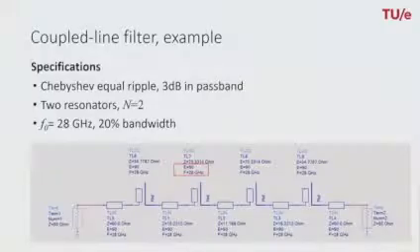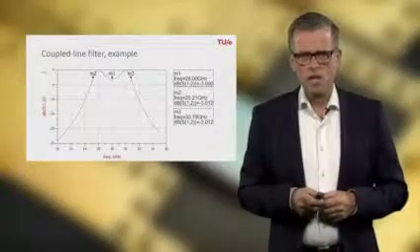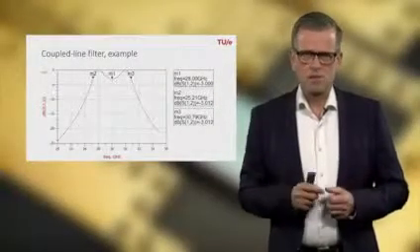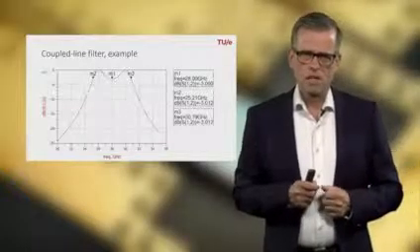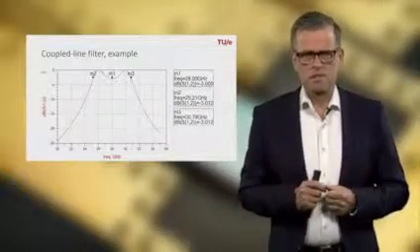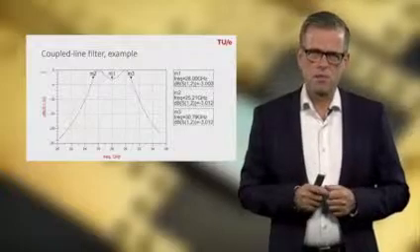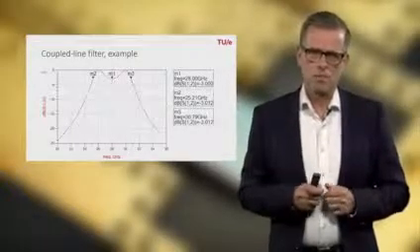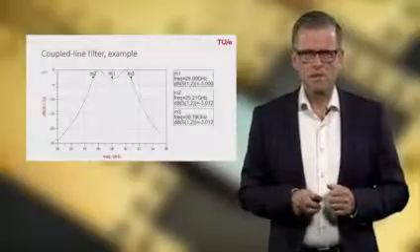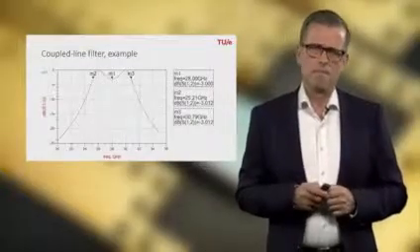If we simulate this circuit in ADS, we get the following response in terms of frequency. We clearly see the filter is centered around 28 gigahertz, and we recognize that the bandwidth is indeed 20%. And the maximum ripple in the passband is exactly 3 dB as well.